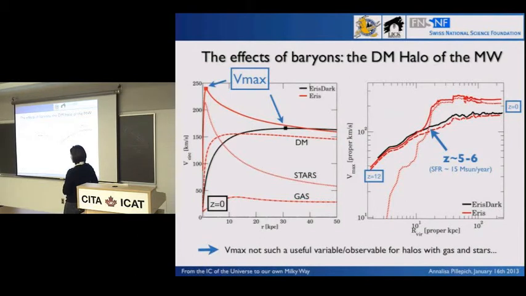And here is a grid where you can see the bulge and you can see the disk within, say, 10 kiloparsec. But what I would like to compare is the dark matter curve of Eris with the dark matter curve of Eris Dark. And you can see that they are already very different. I'm not saying in 1980, I mean, I will come to that. So even just to pass the idea that I know we don't have many other variables to describe halos, but when you compare baryonic halos with dark halos, Vmax really doesn't have anything to do with it, because in one case it's dominated by the stars.